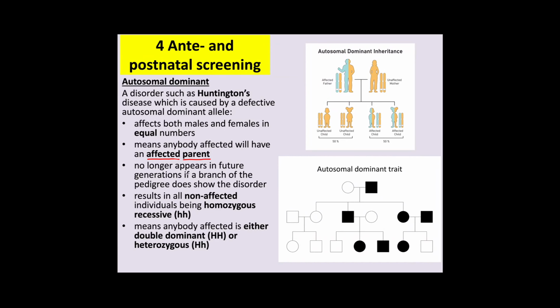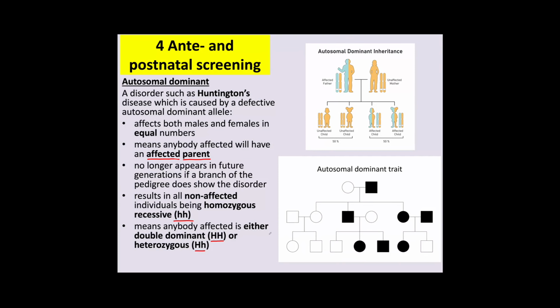When it doesn't appear in any generation of the pedigree chart, however, that will mean it's gone forever. Okay, so if there's a set of offspring who do not have the condition, it's gone from within that particular branch of that family tree. It results in anyone who's not affected having to be homozygous recessive. That is the only combination of alleles you can have if you do not have the condition. But people who are affected can either be homozygous dominant or heterozygous. Okay? They are the two options you can be if you have the condition.